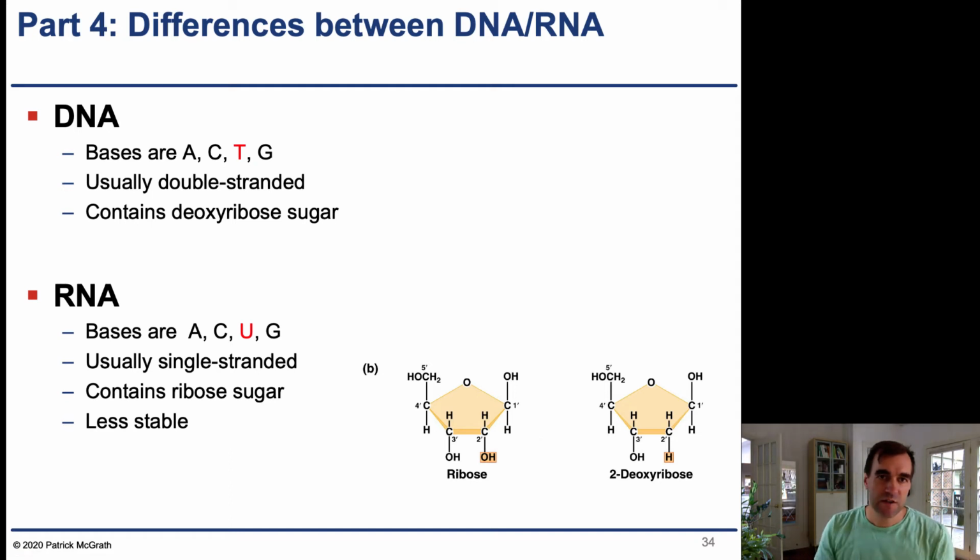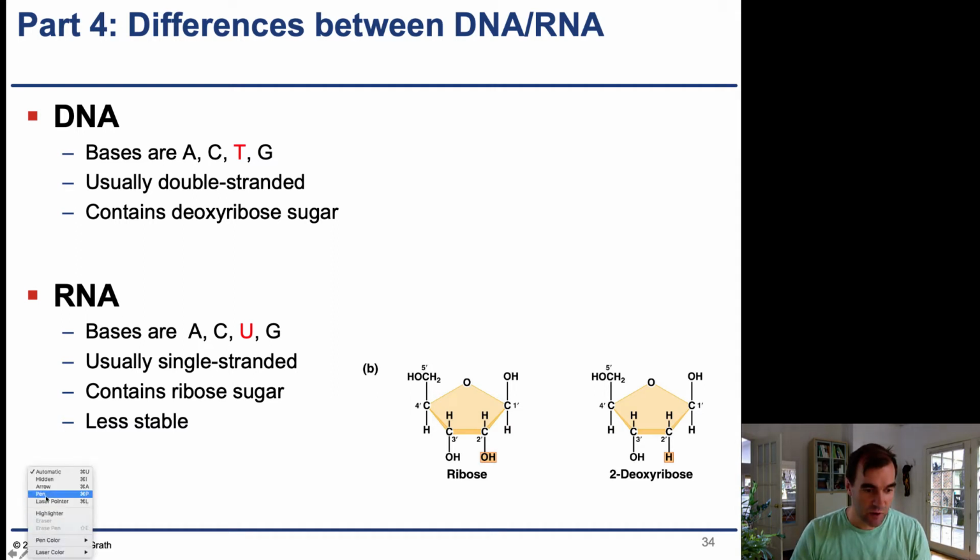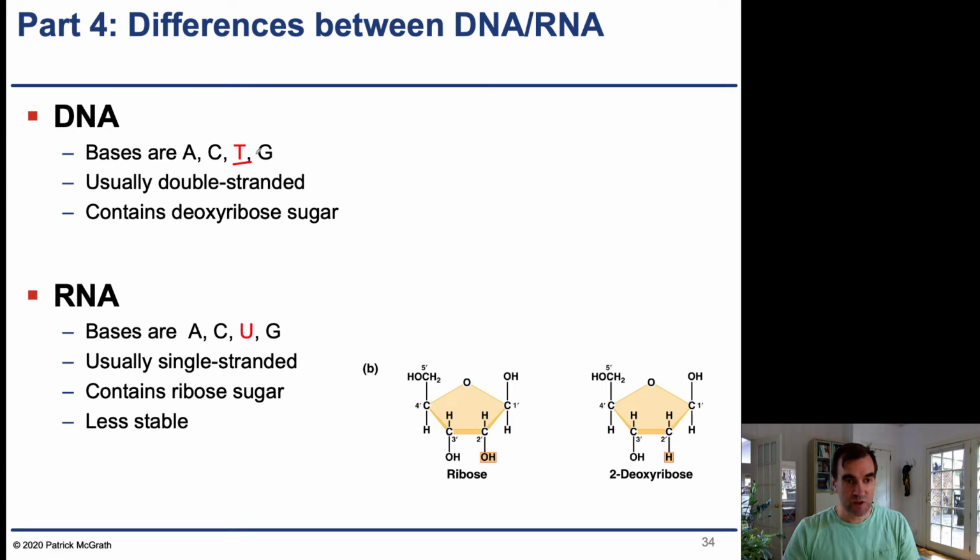All right, part 4 of this lecture is to discuss differences between DNA and RNA. So some of the key differences, hopefully you're already aware of. DNA bases are A, C, T, and G. So one of the key distinctions is the use of T as one of the bases. DNA is usually double-stranded, so it's almost always found in its double-stranded format, and it contains a deoxyribose sugar.